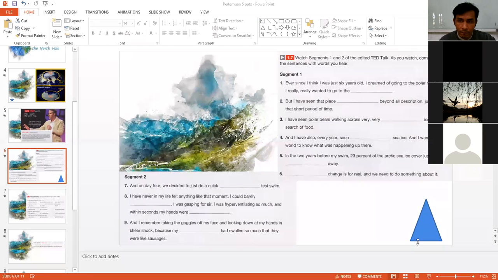And I wanted the world to know what was happening up there. In the 2 years before my swim, 23% of the Arctic sea ice cover just melted away. And I wanted to really shake the lapels of world leaders to get them to understand what is happening. So I decided to do this symbolic swim at the top of the world in a place which should be frozen over, but which now is rapidly unfreezing. And the message was very clear. Climate change is for real, and we need to do something about it. And we need to do something about it right now.